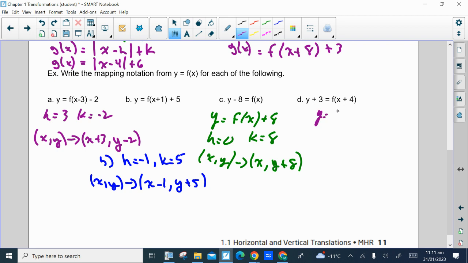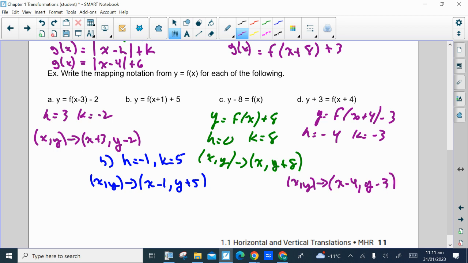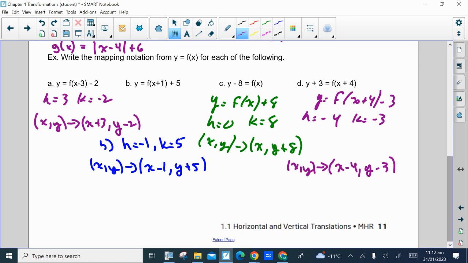In question D, again, I would get the y by itself. Our h value is negative 4. Our k value is also negative. And there's our new points. Okay?